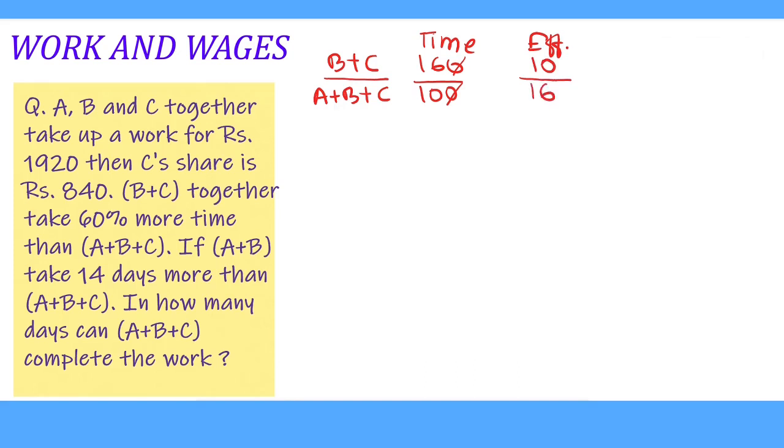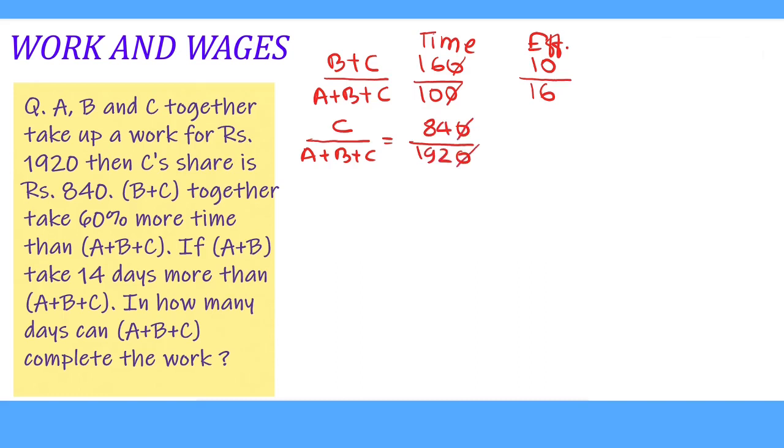Now one more hint is given to us: C's share is 840 out of 1,920, and we know that the money is always distributed as per their efficiency, so we can compare their efficiency with the amount they receive. So the ratio of the amount of C upon A plus B plus C is equal to 840 upon 1,920.